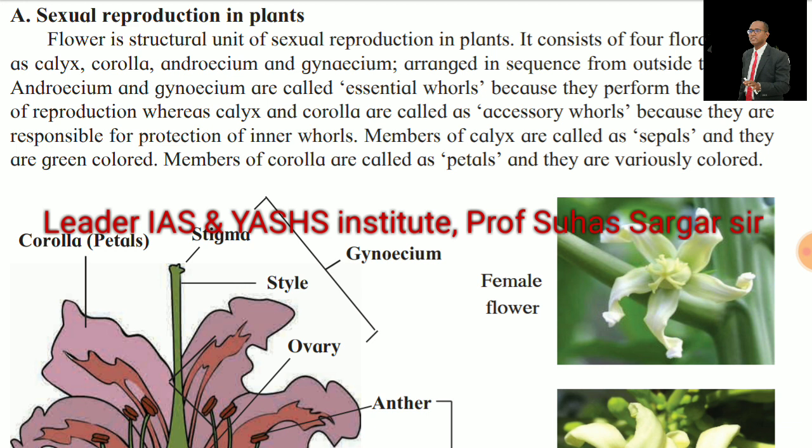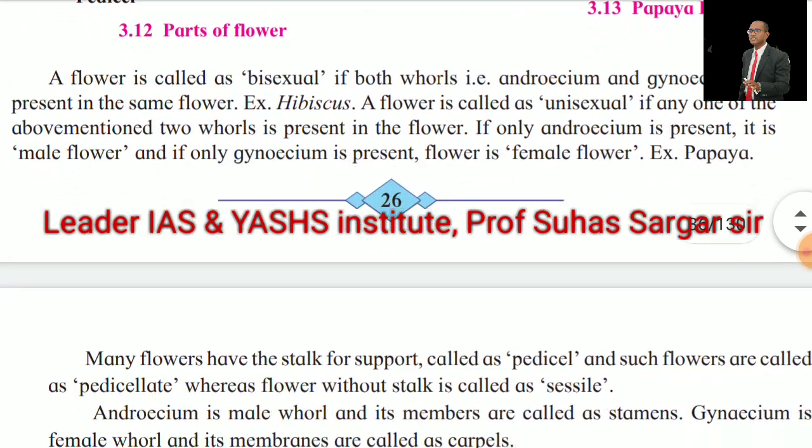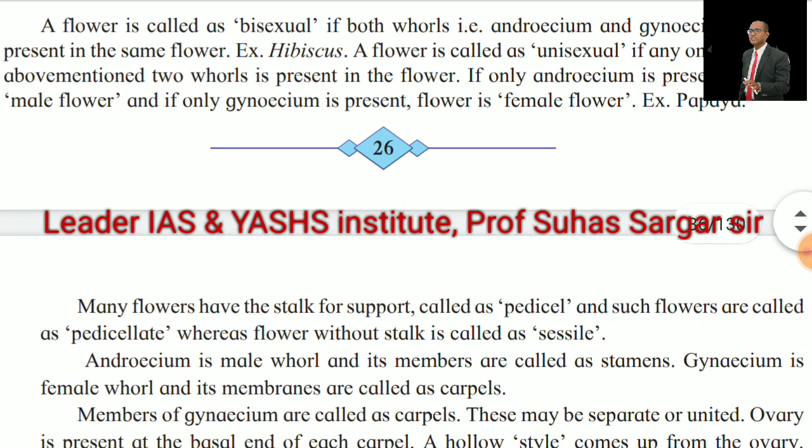Because they are responsible for protection of the inner whorls, the members of the calyx are called sepals and they are green colored. Members of the corolla are called petals and they are brightly colored. Parts of flower. Papaya flower. A flower is called bisexual if both the whorls, that is androecium and gynoecium, are present in the same flower, for example hibiscus.